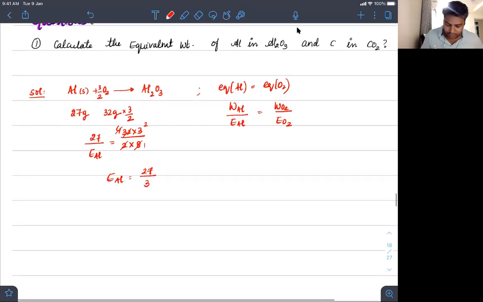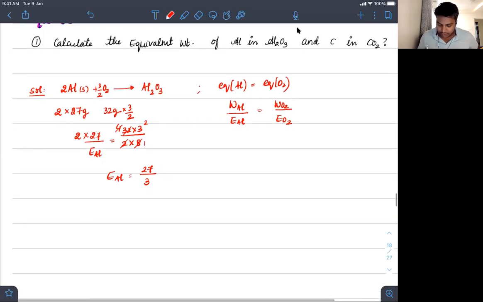And here it is 2 already. Forgot that 2 here. So that 2 will also get cancelled off, on the product side, and this side also, the 2 will get cancelled off. So we will have equivalent weight of aluminum as 9. So this is one way.